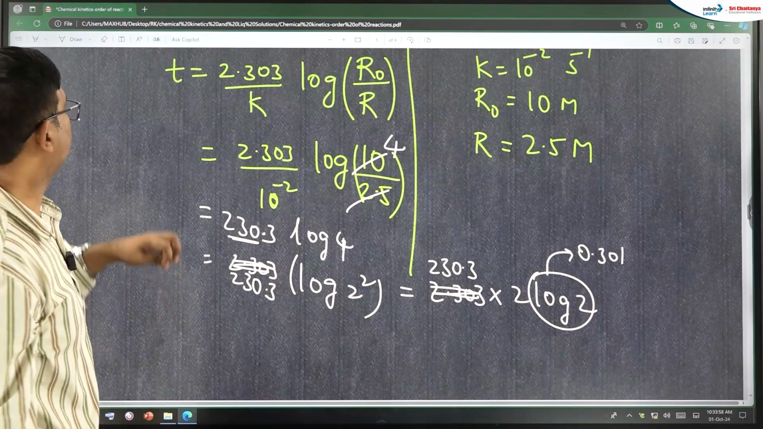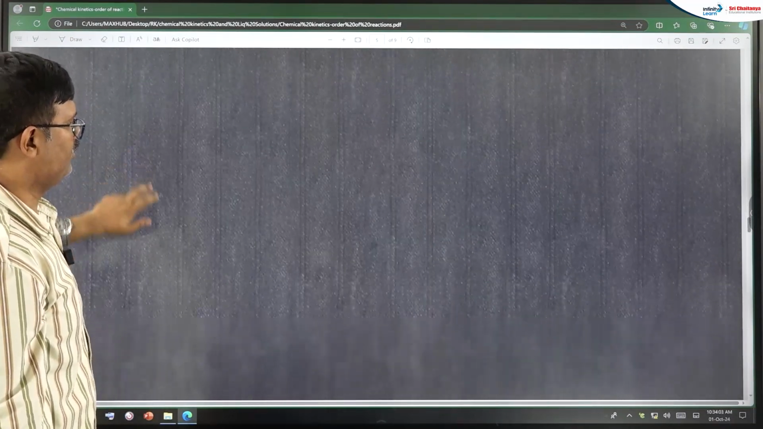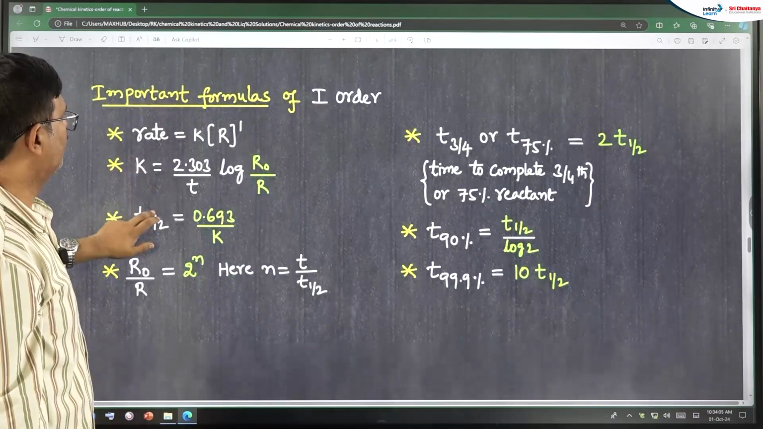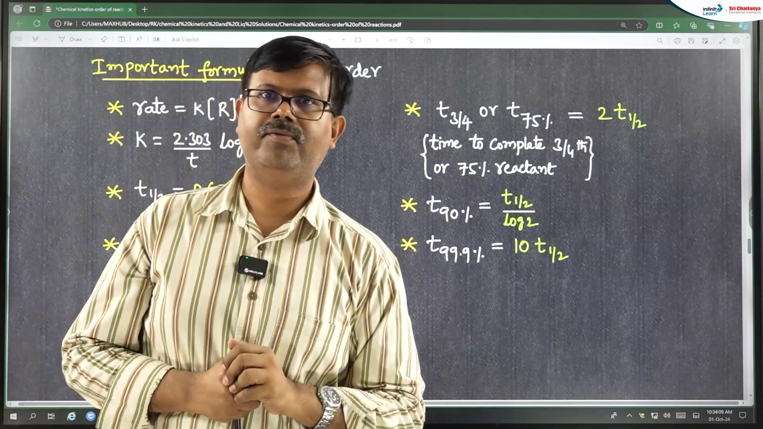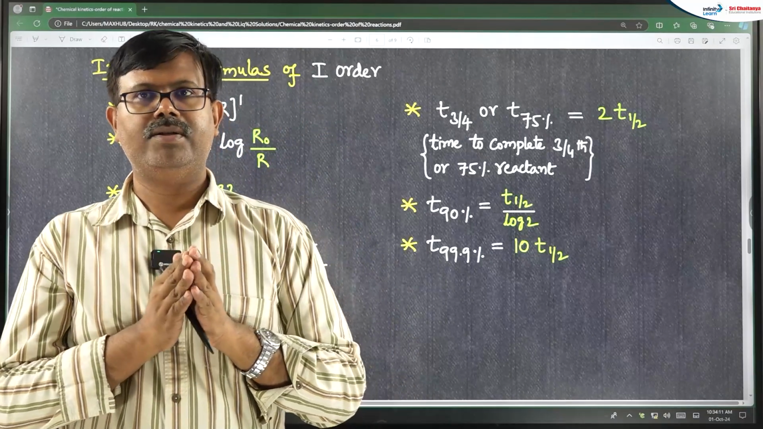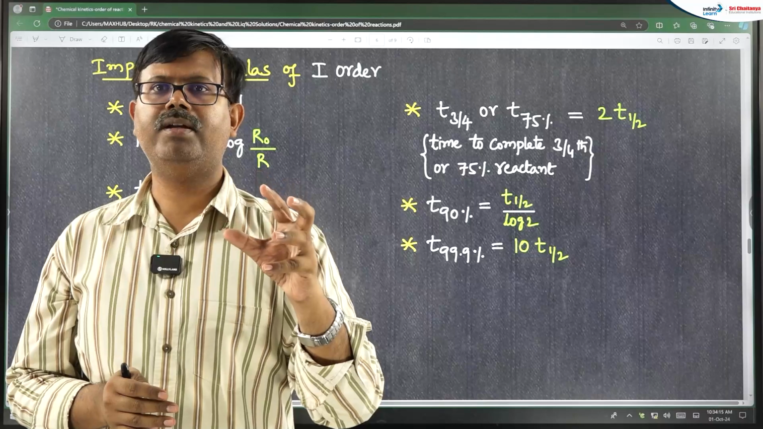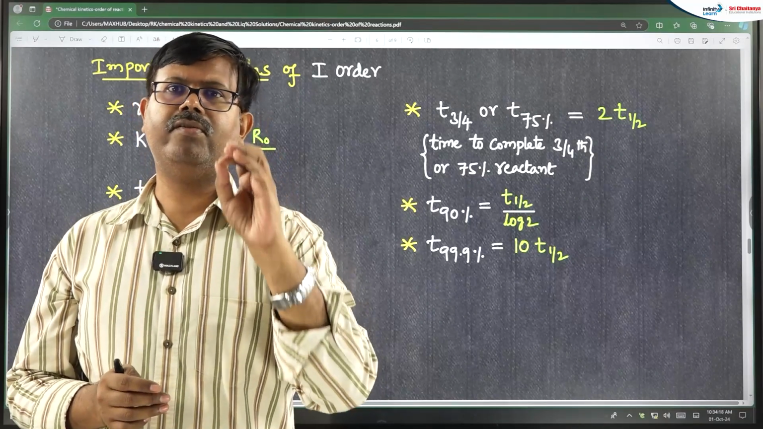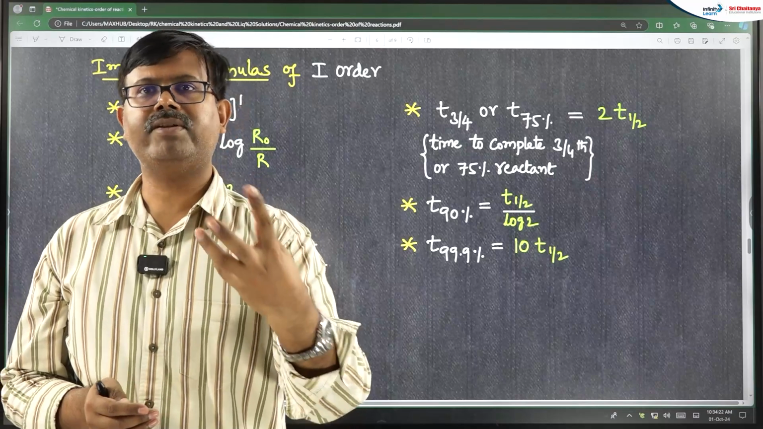Next, let's take another model. Now see, as I already mentioned before, among zero, first order, second order, which is the most important? First order. Most often, if you see the previous year's questions, mostly questions are asked from the first order.